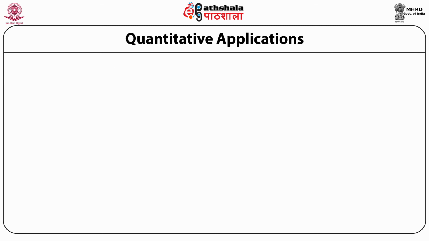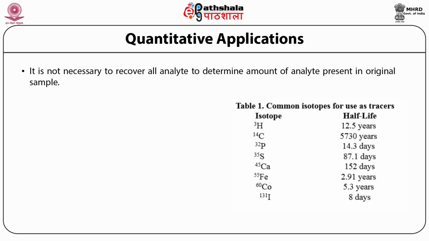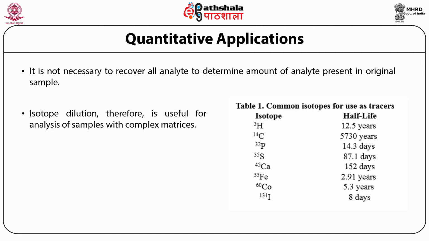Some of the isotopes and their half-lives: 3H, its half-life is 12.5 years; 14C, its half-life is 5730 years; 32P, its half-life is 14.3 days; 35S, its half-life is 87.1 days; and 45Ca, its half-life is 152 days. Isotope dilution is useful for the analysis of samples which come with complex matrices, when a complete recovery of the analyte is difficult.